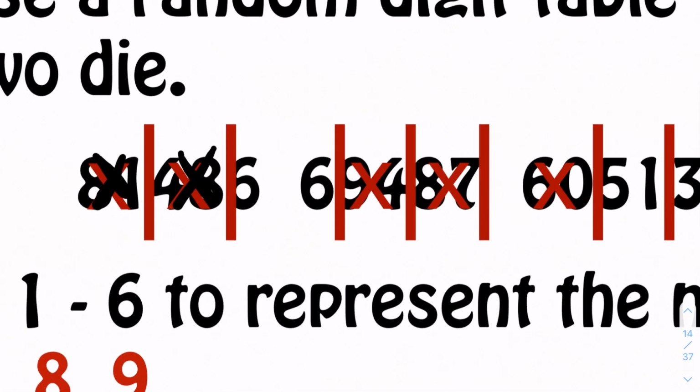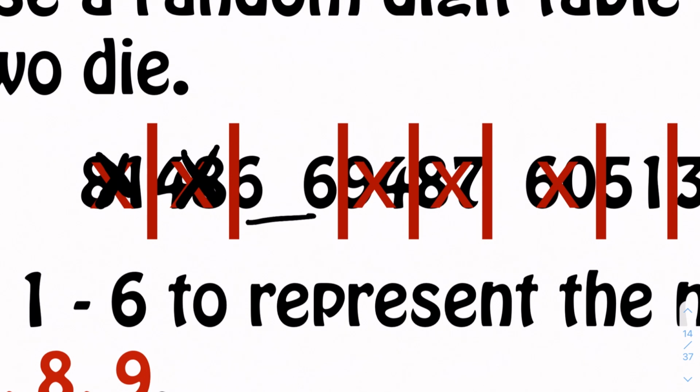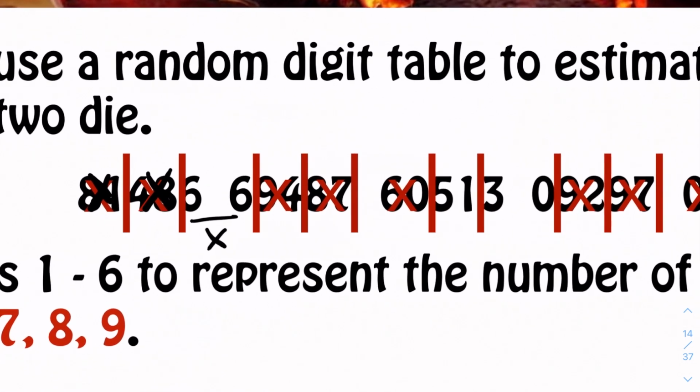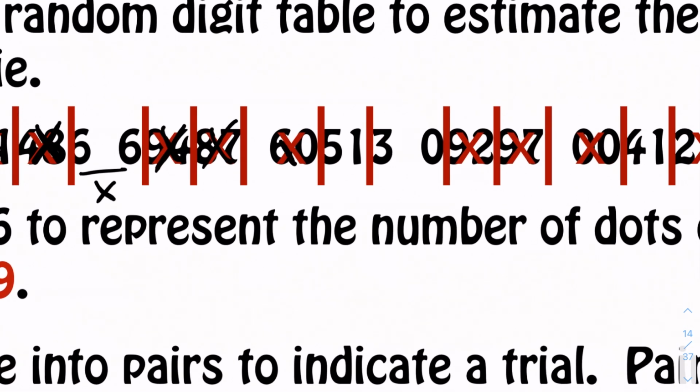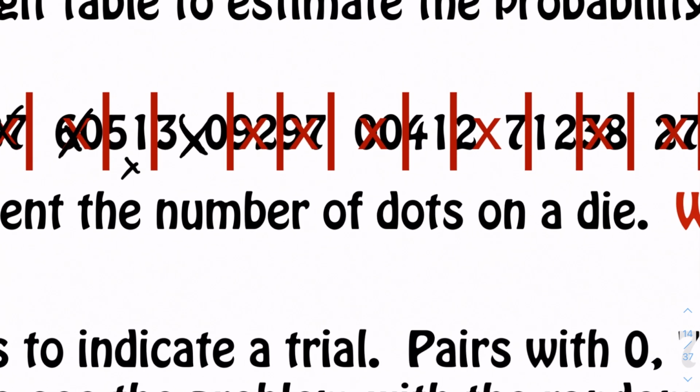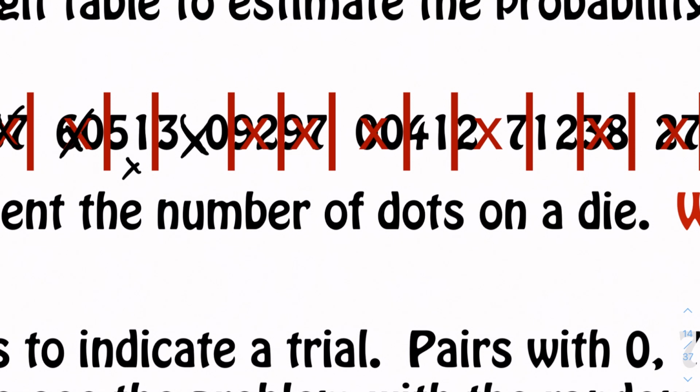6 and 6, okay, that is a thing, but that doesn't actually answer my question because the sum is not 7. 9 and 4, we can't use. 8 and 7, we can't use. 6 and 0, can't use. 5 and 1, okay, those work, but that doesn't add to 7. So 3 and 0, well, that doesn't work either. 9 and 2, nope. 9 and 7, no.